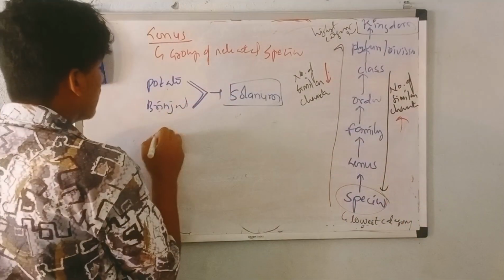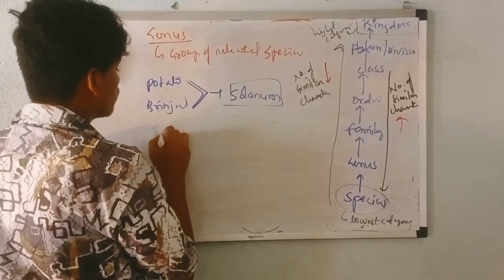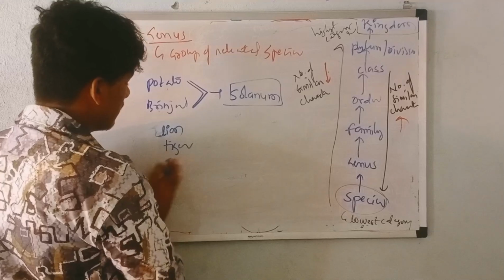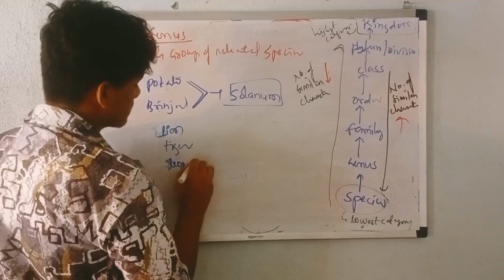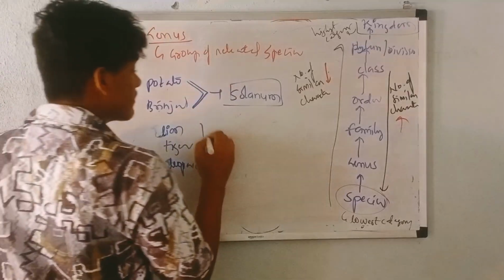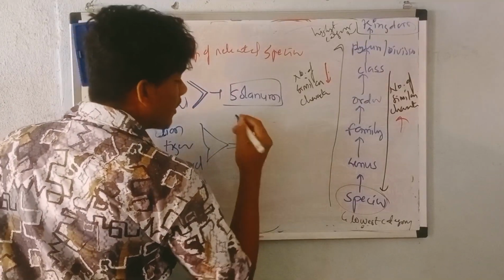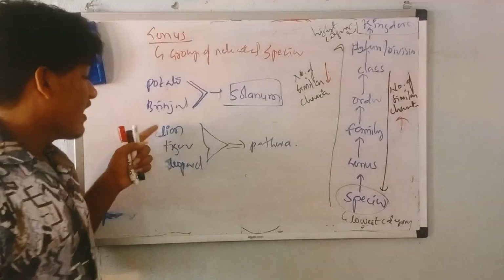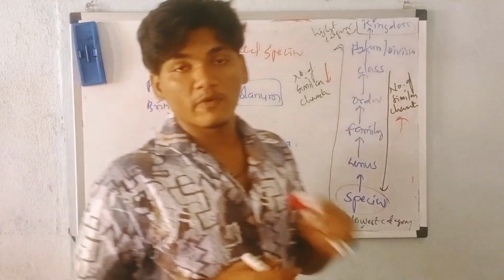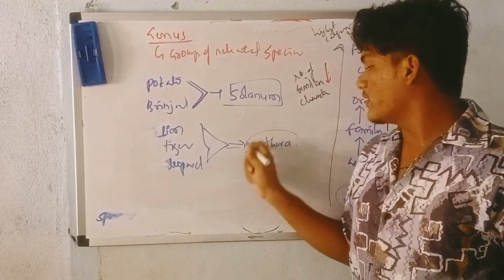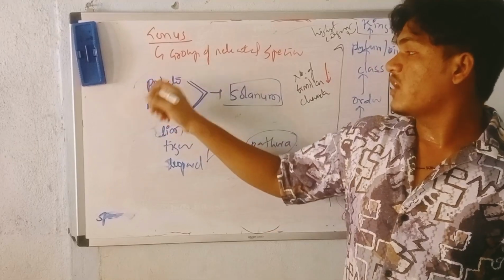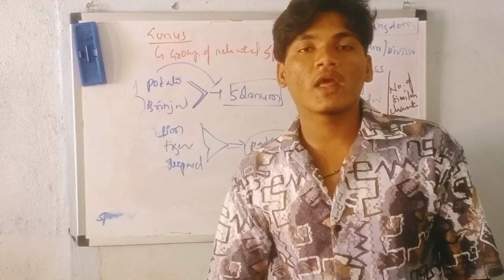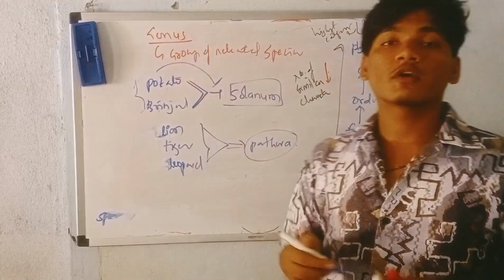If you come to Leo, which means lion. Lion is one species, tiger is one species, and leopard is one species. These three are different species. They are commonly grouped in the genus called Panthera, right? Panthera. So lion, tiger, leopard are three different species. They are commonly grouped in the genus called Panthera. Like potato and brinjal are two different species, they both are grouped in the same genus called Solanum.